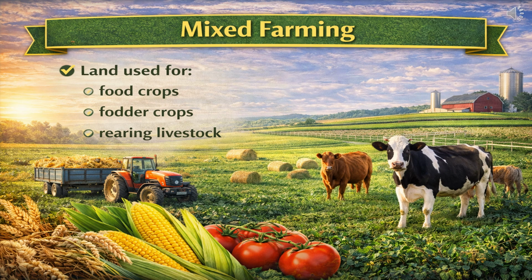Next is mixed farming. Mixed farming means the land is used for more than one purpose. Farmers grow food crops, fodder crops, and also rear livestock like cows and sheep. So, mixed farming is like a combination of crop farming plus animal farming. Now let's move to the third and very famous type, plantation agriculture.